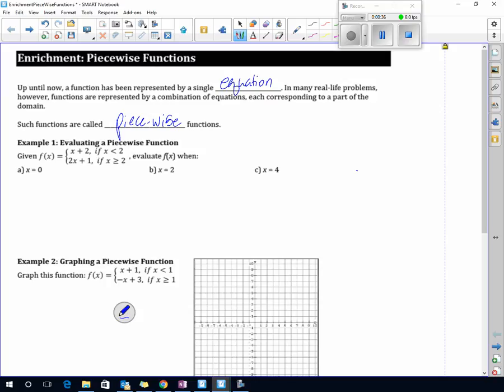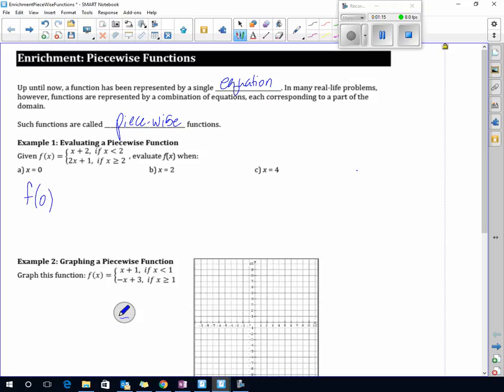This is actually key for what we're going to be doing in calculus next year. If I have a piecewise function, it's saying the function x plus 2 is valid when x is less than 2, and the other function, 2x plus 1, is valid when x is greater than or equal to 2. So, which equation would I plug 0 in if I wanted to find f of 0? Well, that would be less than 2, so that would be the first equation. Does everybody see that? So then it would be 0 plus 2 equals 2. Does everybody see how I'm doing this?